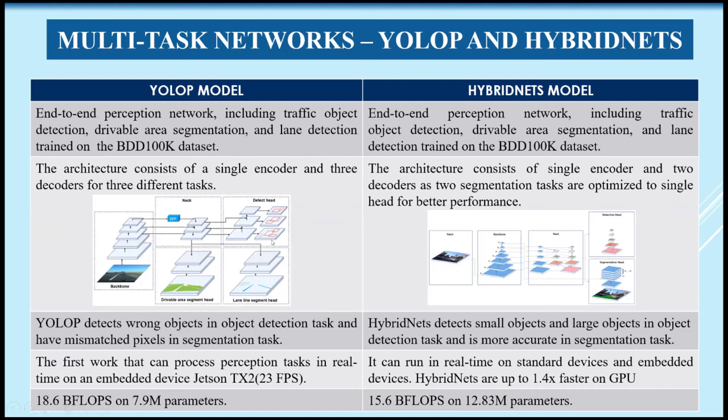So in case of YOLOP, it detects some of the objects wrongly, while HybridNet detects all types of small and large objects. YOLOP was the first network that was implemented in real time on embedded devices, which is a multitasking approach. After which HybridNet also performs well, that is 1.4 times faster than YOLOP on GPU.